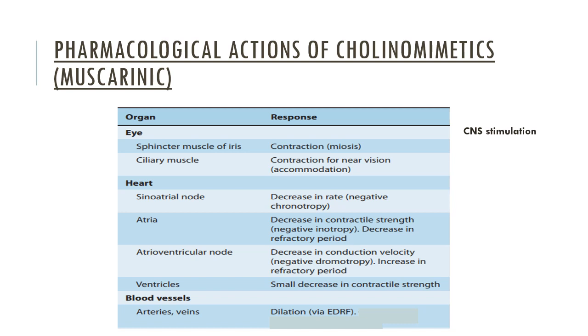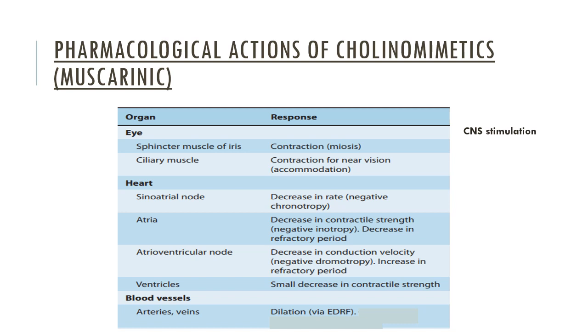Then the effects of parasympathomimetic drugs in the heart: at the level of the sinoatrial node, SA node, there is a decrease in rate. If heart rate goes down, it is known as negative chronotropic. Very important: simply saying chronotropic is not sufficient. Always say negative or positive. Chrono means speed. On the atria, there is a decrease in contractile strength, and it is negative inotropic.